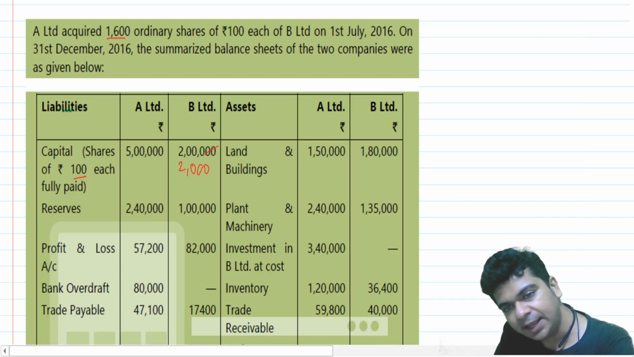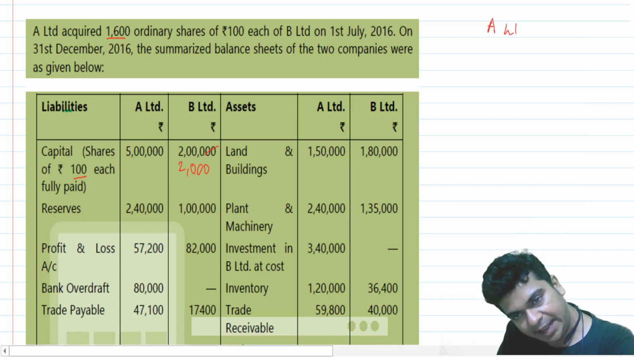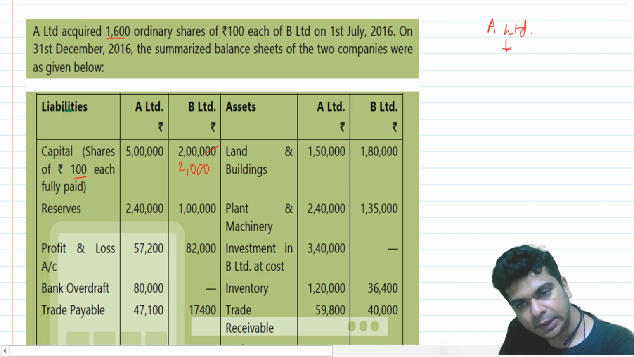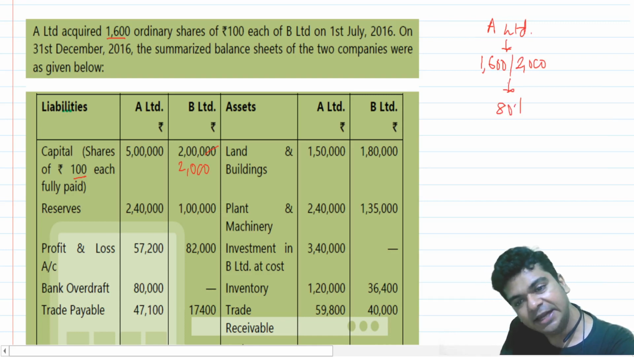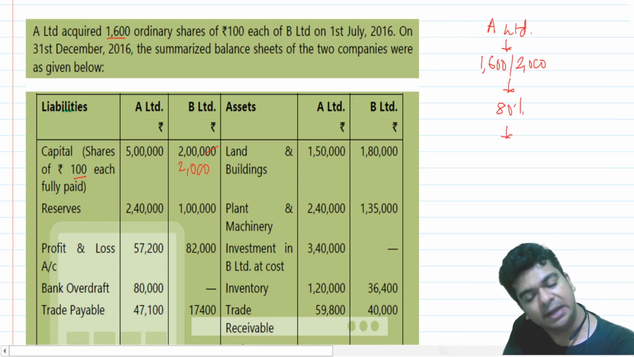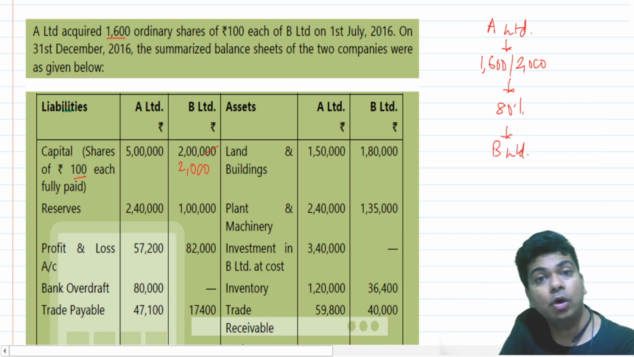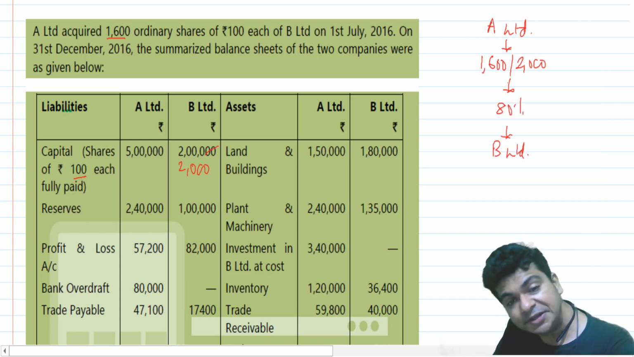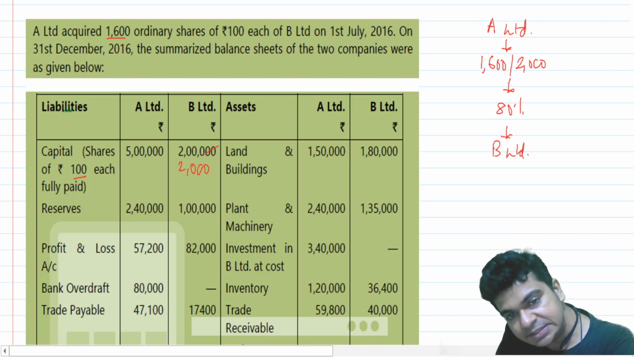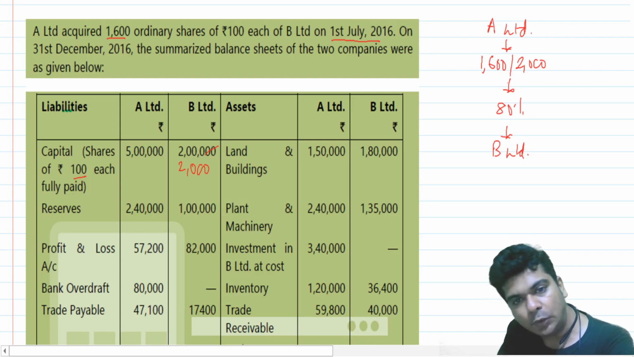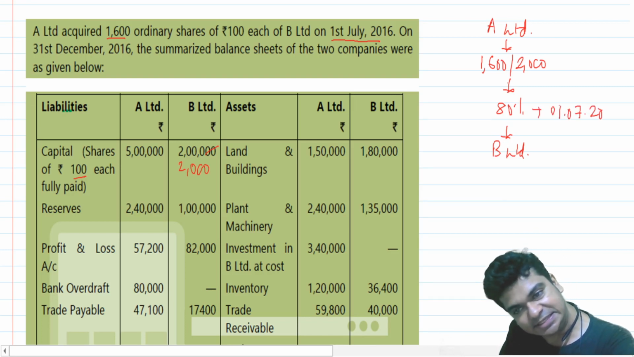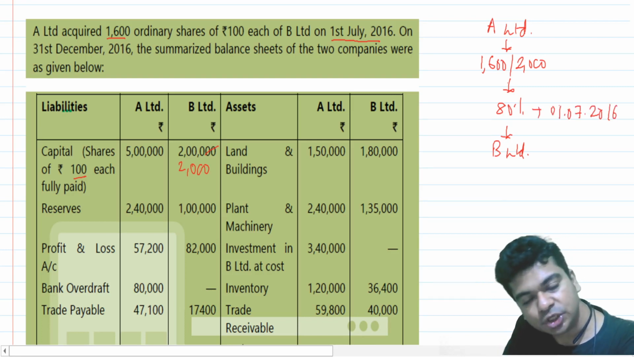So I can say that A Limited has acquired 1600 shares out of 2000. That means we have acquired 80% shares of B Limited. If you have more than one half, obviously the other company has become your subsidiary. This time we have purchased the shares on 1st July 2016, that is our acquisition date.